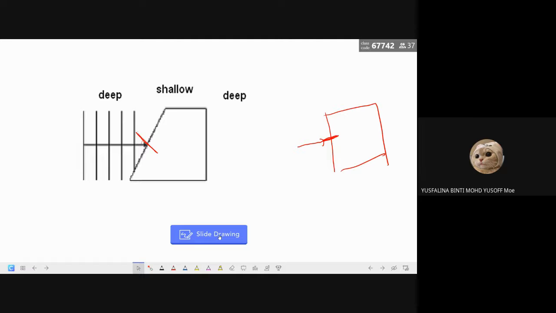Okay, so you can try to draw. Draw the direction of the propagation, just like what I taught you before. Remember, deep to shallow means from less dense to dense, reflected away or towards the normal.